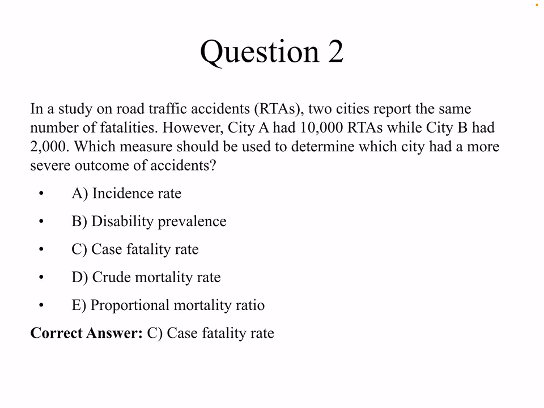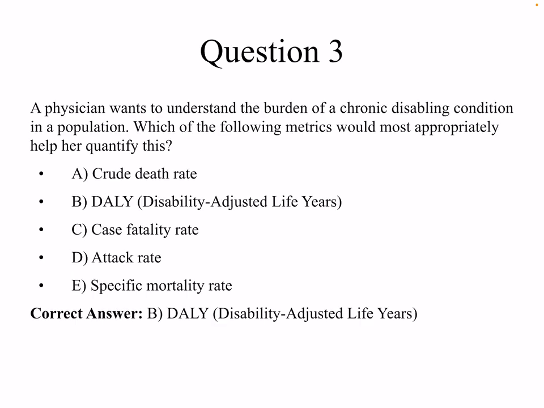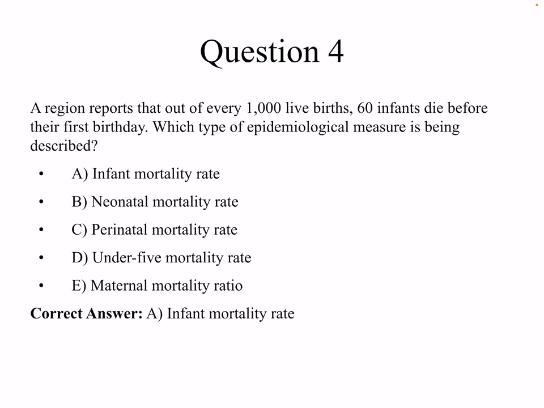Case fatality rate. Question 3. A physician wants to understand the burden of a chronic disabling condition in a population. Which of the following metrics would most appropriately help her quantify this? A. Crude death rate. B. Disability adjusted life years. C. Case fatality rate. D. Attack rate. E. Specific mortality rate. Correct answer B. Disability adjusted life years.